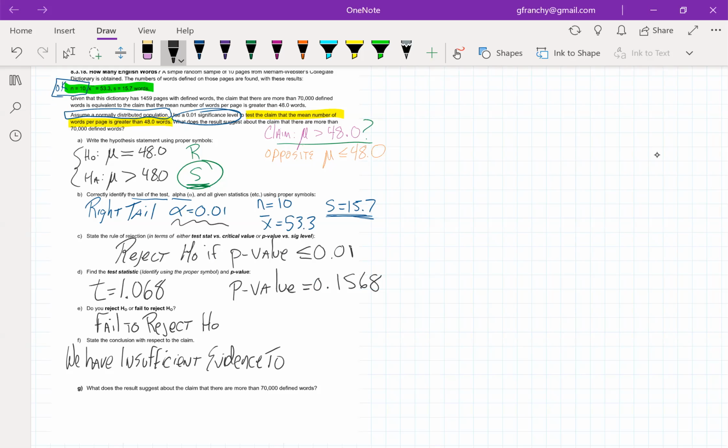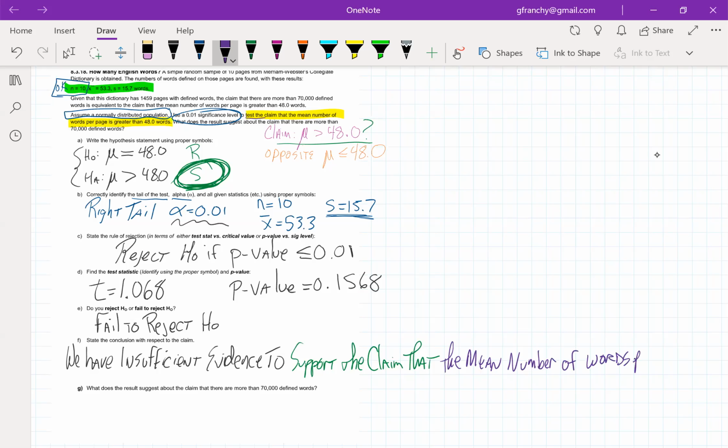Evidence 2. And we circled the S, so it's to support the claim that. And then we just go with exactly what the claim was. The mean number of words per page is greater than 48.